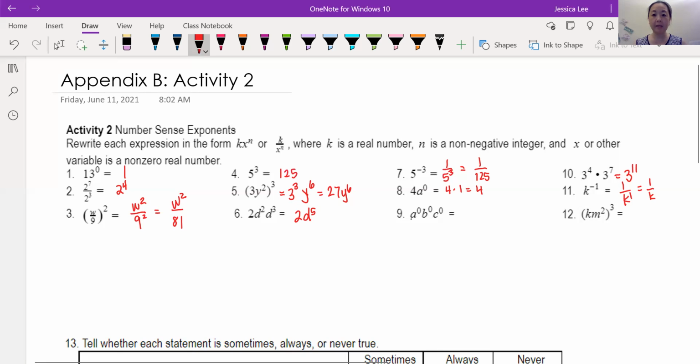Okay. And then, number 9. A to the 0 times b to the 0 times c to the 0. That's just 1 times 1 times 1, which is just 1. Happy days. And then our last one right here.